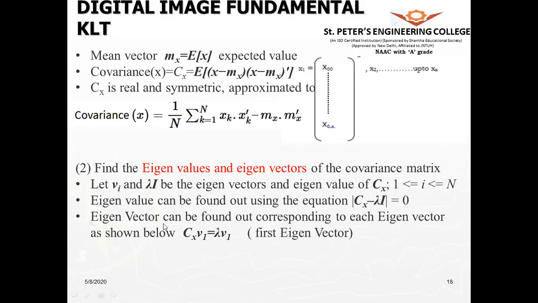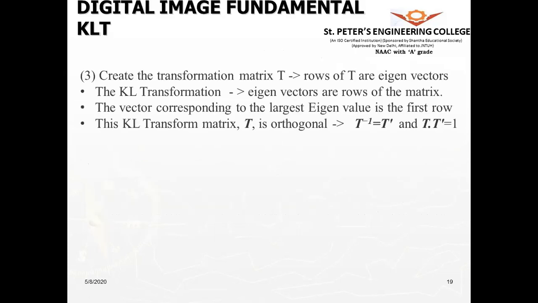Next, we find the eigenvector by using the equation Cx. This is for the first eigenvector. So Cx v1 is equal to lambda v1. So similarly, we can find for the different eigenvectors. Next, we create the transform matrix T by putting all the eigenvectors as the rows. The first computed eigenvector will be the first row, and so on.